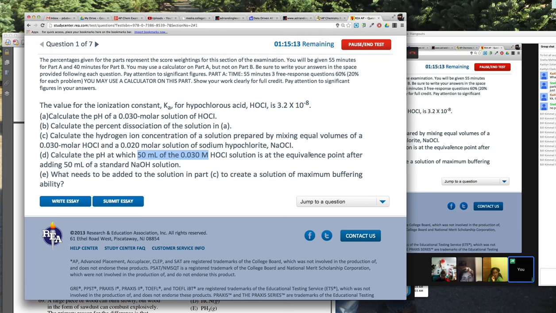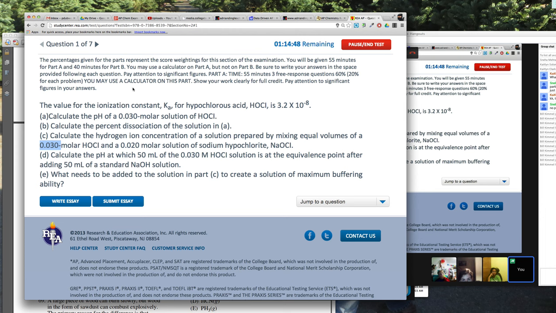And they have equal volumes of two different molarities. To have the maximum buffering ability, they need to be right in the middle of that buffer region. So if they have equal volumes, they end up having more HOCl than they do NaOCl. Do you guys see that? Yeah. Because this is 0.02.